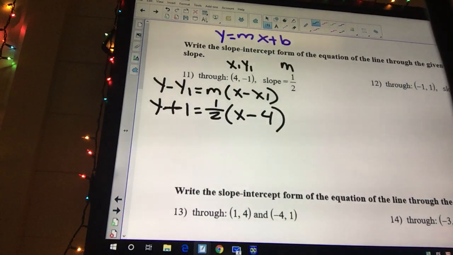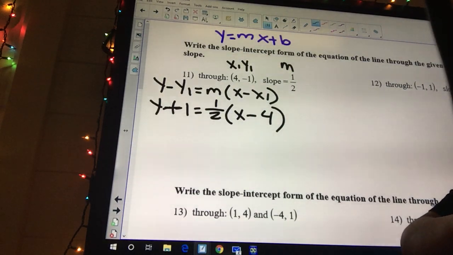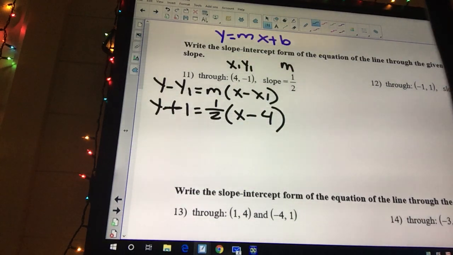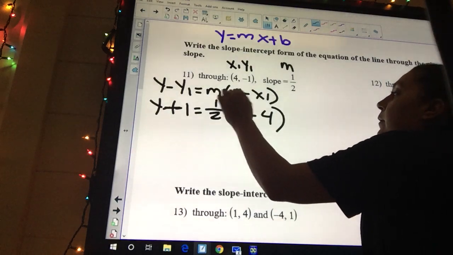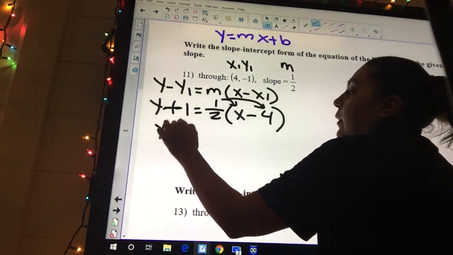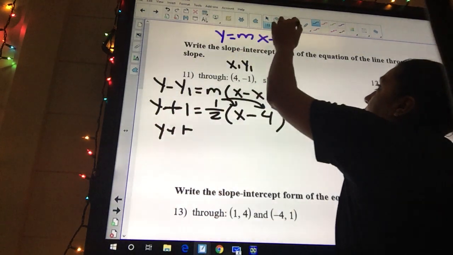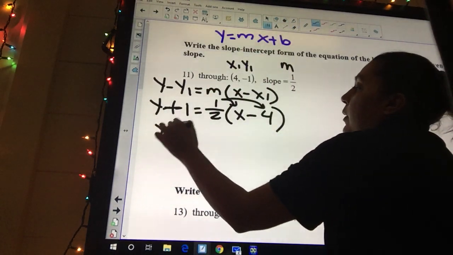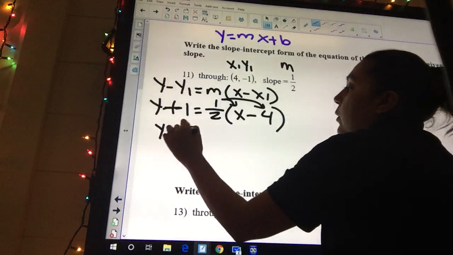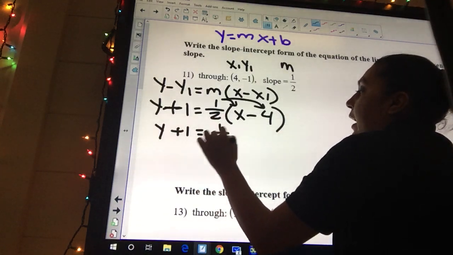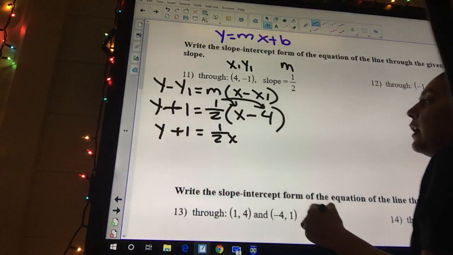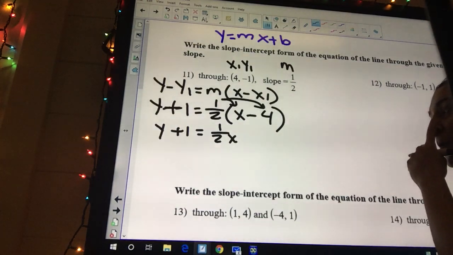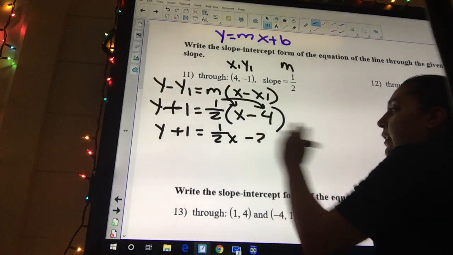Alright, so do we stop or do we keep going? Keep going. Yeah, we gotta keep going, distribute and subtract. So it's going to say y plus 1 equals 1/2 x, and then negative 4 times 1/2 is going to end up being negative 2.